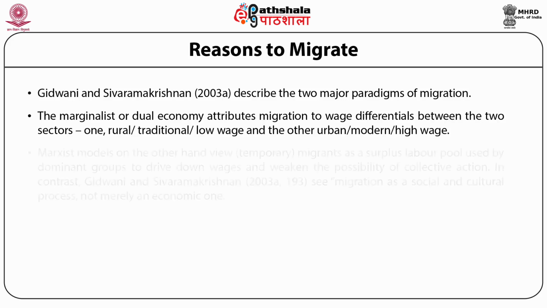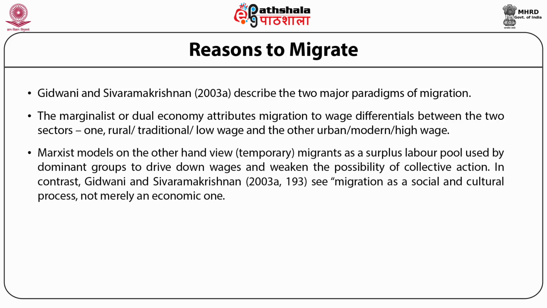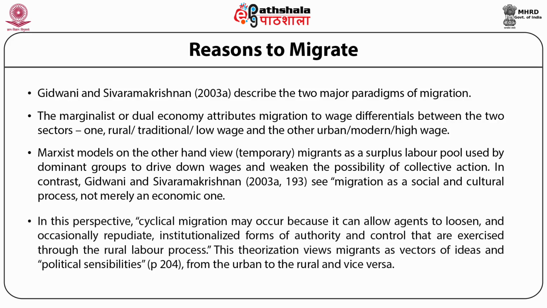On the other hand, Marxist models view temporary migrants as a surplus labor pool used by dominant groups to drive down wages and weaken the possibility of collective action. In contrast, Yudvani and Shivaramakrishnan see migration as a social and cultural process, not merely an economic one. In this perspective, cyclical migration may occur because it can allow agents to loosen and occasionally repudiate institutionalized forms of authority and control that are exercised through the rural labor process.